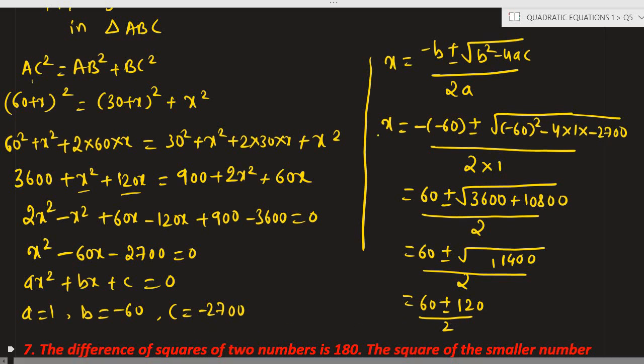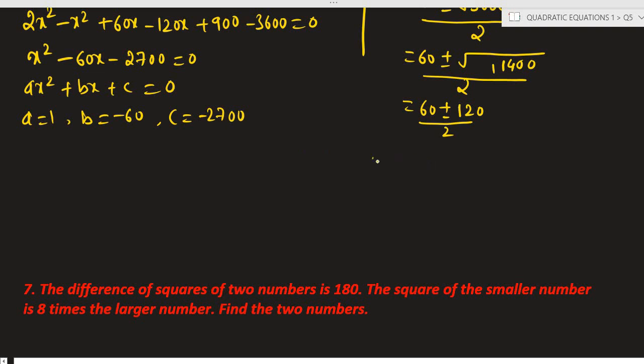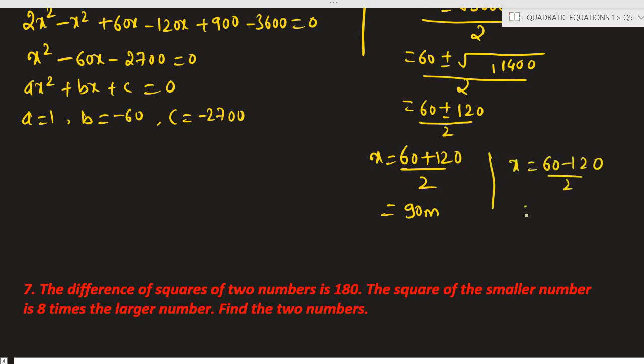Therefore x is equal to 60 plus 120 divided by 2, that is 180 by 2 is 90 meter, or x is equal to 60 minus 120 divided by 2. See, as the distances are not negative, that is minus 30 meter, I will not take this.